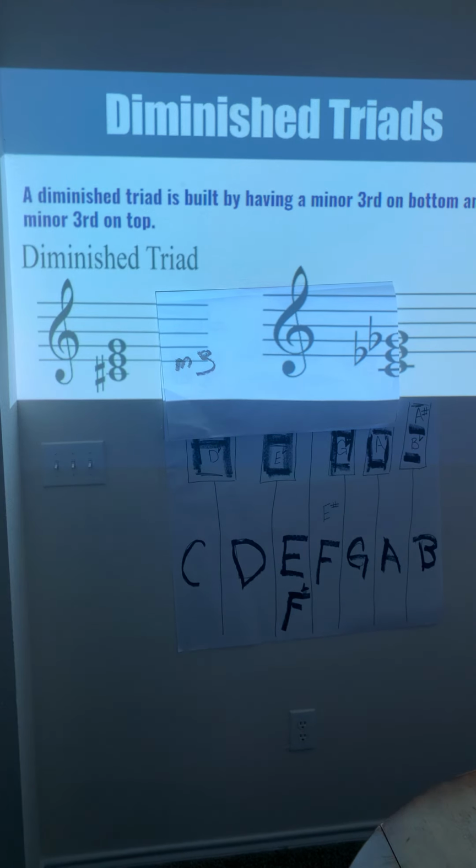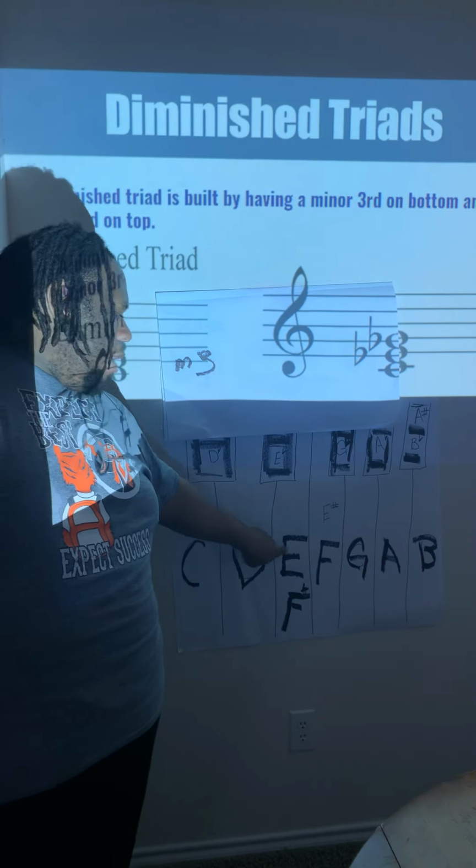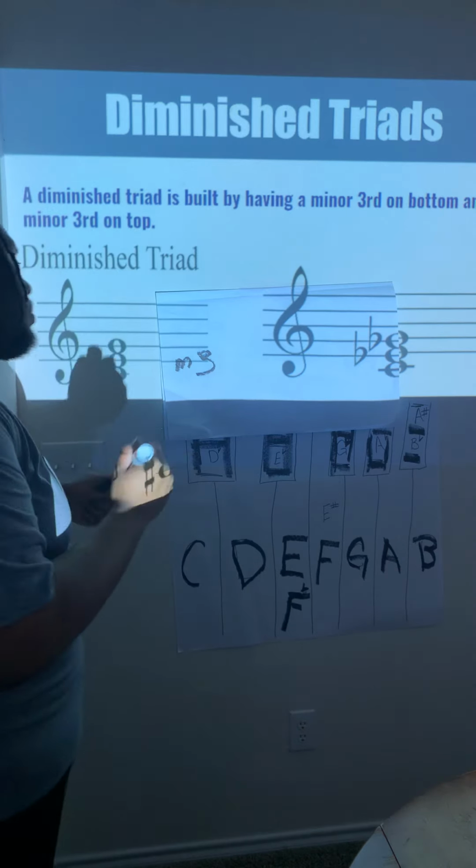Okay? Now it says from E to G. Count the letter, count up to see what the number will be. 1, 2, 3. Some type of third.